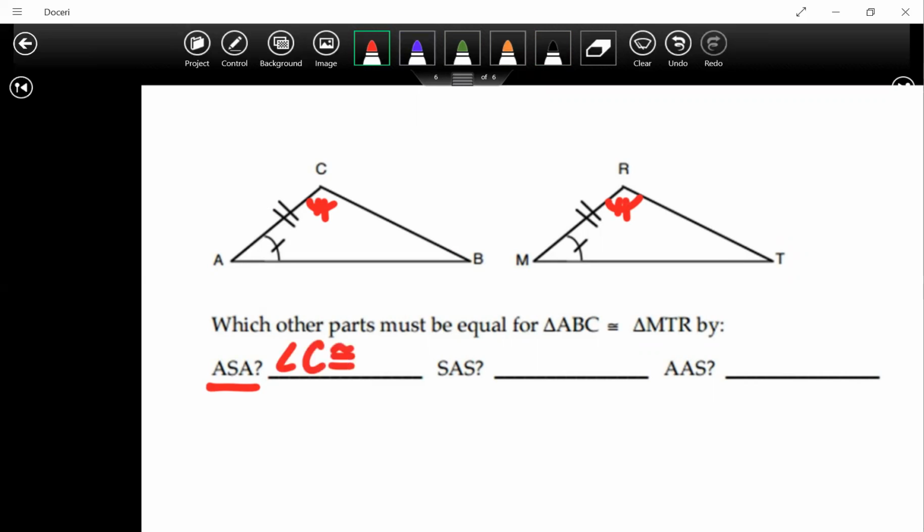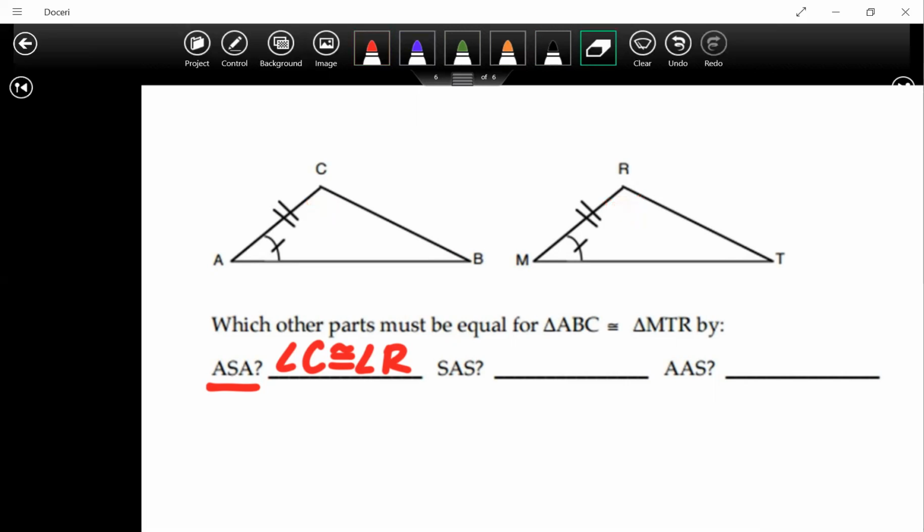So angle C with angle R. Signs on the angles don't matter. Dylan, we're good? Okay. That was confidence. It just means angle. It's another way to write an angle.